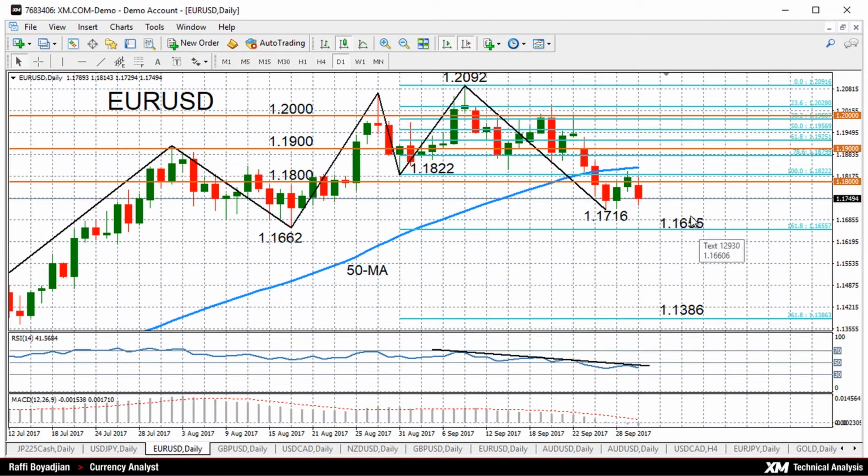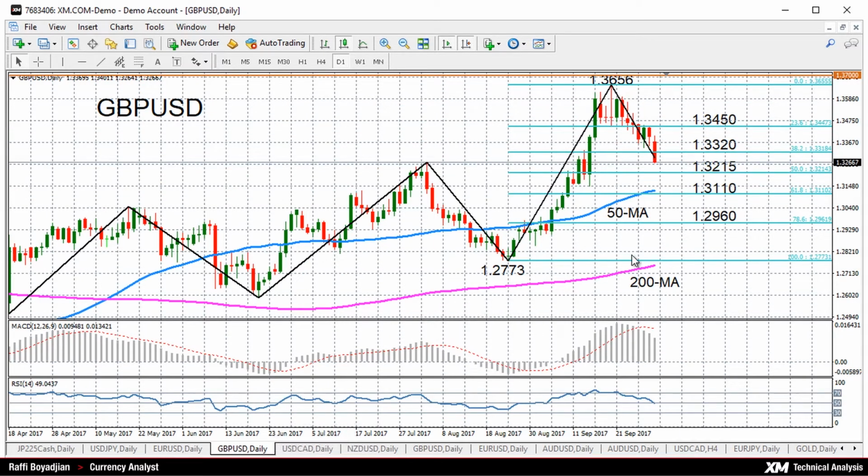Support to the downside, the key support to watch for is the 1.1655 level, followed by the 1.1386 level. To the upside, we would likely see resistance coming from the 1.18, 1.19, and 1.20 handles before prices manage to re-challenge the 1.2092 level, which was the 2.5-year high at the start of the month.